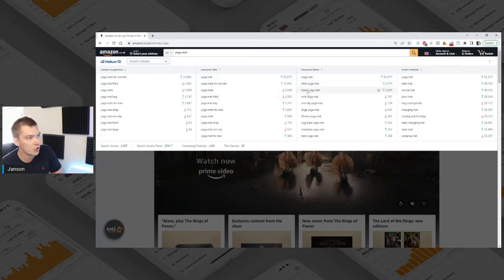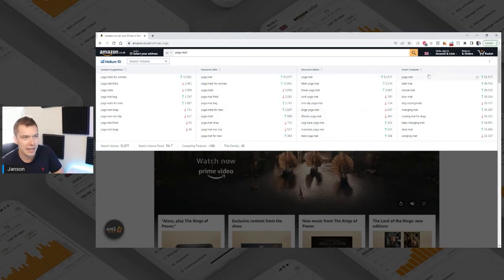What else have we got? We've got travel yoga mat. So potentially you could think about branding your product as something that's lightweight, travel friendly, and so on. We've got cork, non-slip, large, and so on and so on. You can see, can't you, just how useful this brand new Helium 10 tool is.